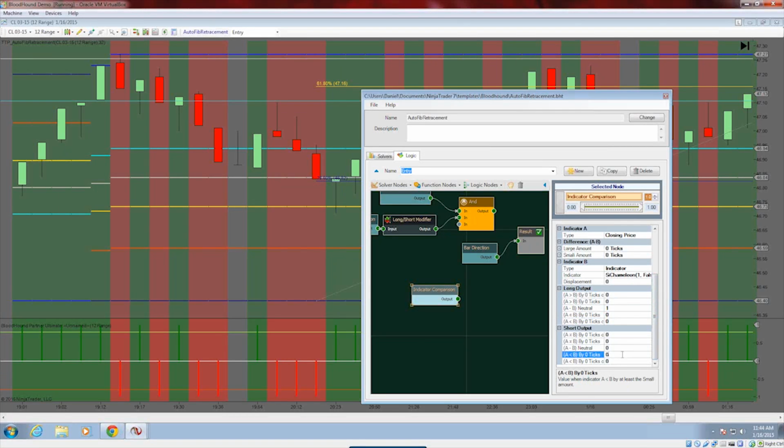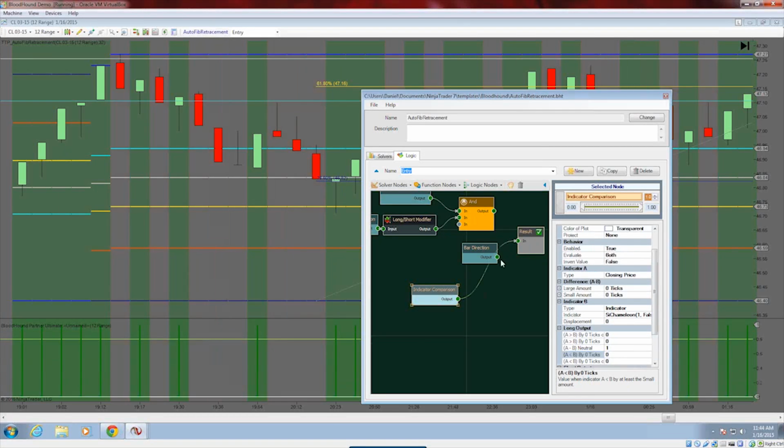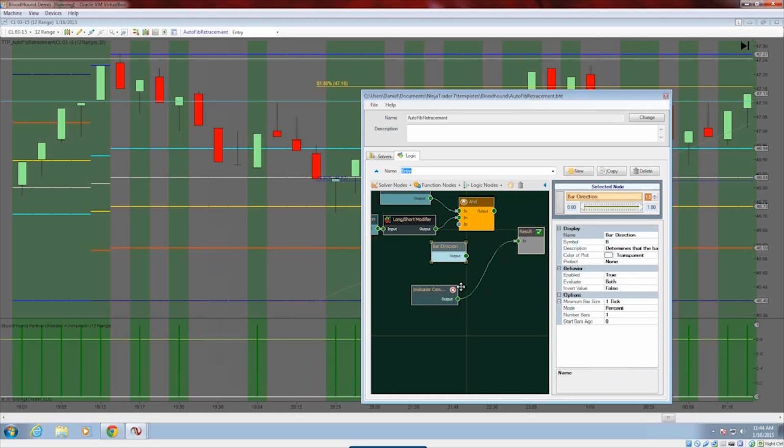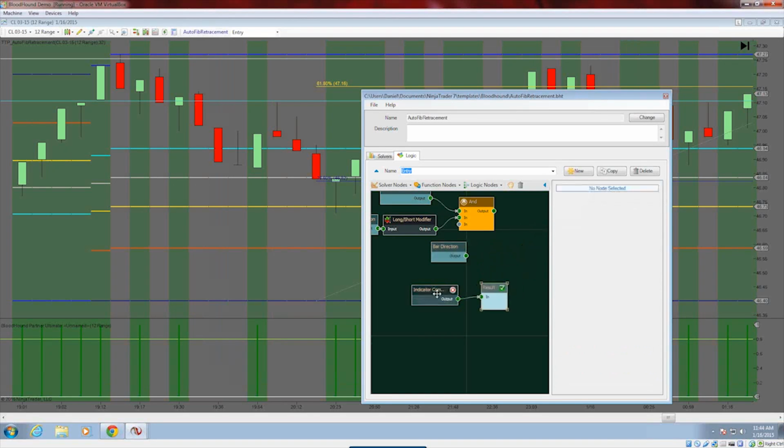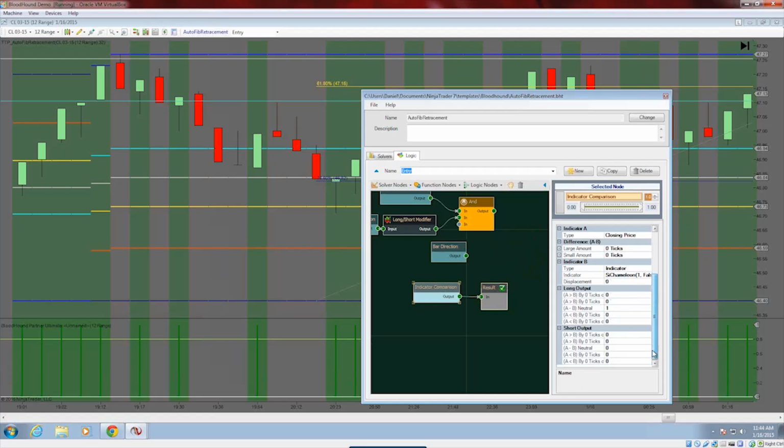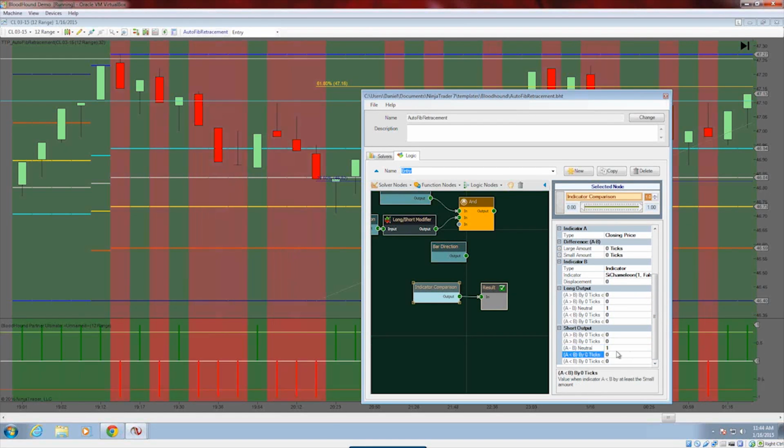So I just want to show when the close is equal to the high, when the close is equal to the low. So I need to change that for the short output now. Essentially what this is telling us is that the close is A minus B is neutral. So A minus B, small amount is 0 ticks.